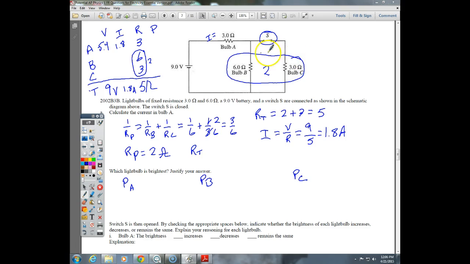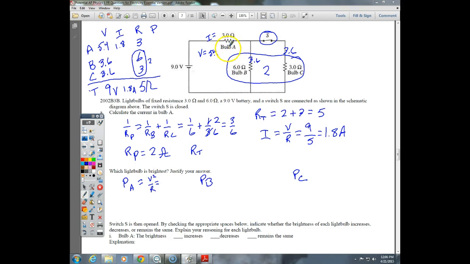Now if I want to find the voltage in this part of the circuit, it's the same for each one. So I'm going to take 9 minus 5.4, and that gives me 3.6 volts for each one of these. So I took the 9 minus the voltage in this bulb, which we found to be 5.4. And that would give us the voltage for each one of these, which is 3.6 in each one of those. So now we can use our equation V squared over R for each one.